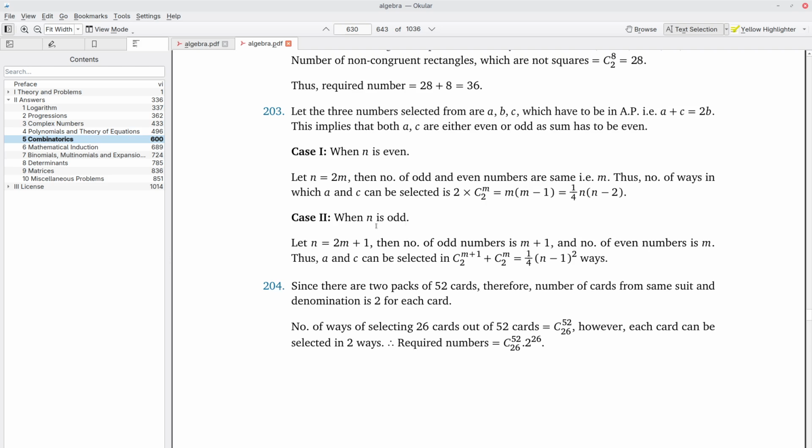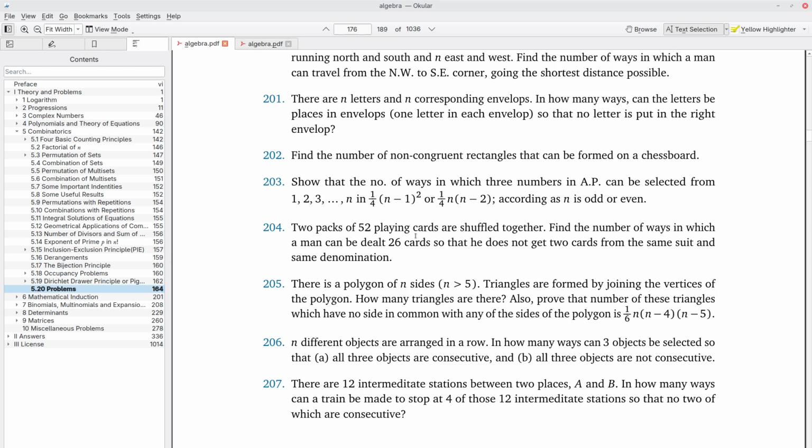Now the second case is when n is odd. In that case, n is equal to 2m plus 1. In this case, the number of odd numbers will be m plus 1, because we start from 1, so odd numbers will be more. And the number of even numbers would be m. So a and c can be selected in (m plus 1)C2 plus mC2 ways, which is equal to 1/4 (n minus 1) whole square. We just need to expand it and put the value of m. m would be (n minus 1)/2. So just substitute it and you will get the answer.